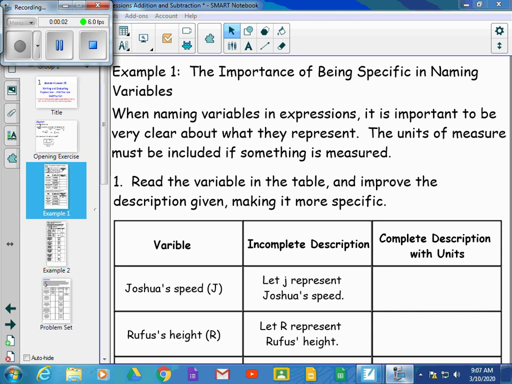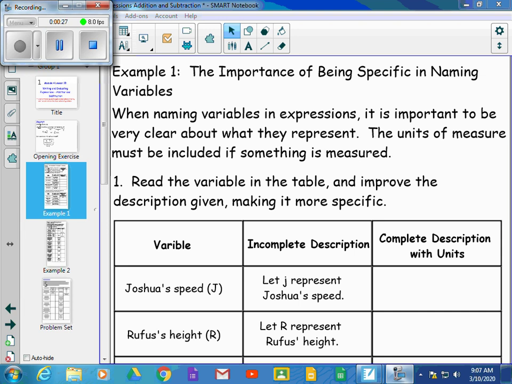Okay, let's go to example number 1. It says the importance of being specific in naming variables. In this particular example, we're going to be focusing on not only naming variables, but what they represent and understanding completely what they could represent. It would give us a better understanding of what type of expression we are setting up.